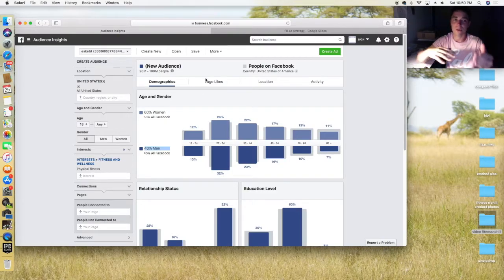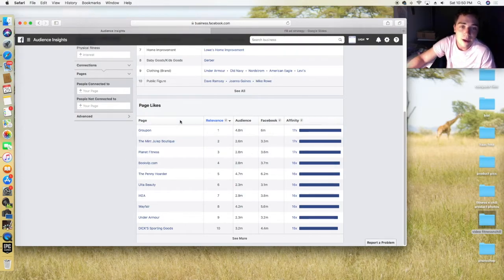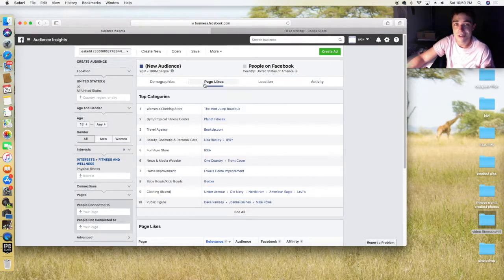Because Facebook charges you per view, per impression. Why waste money on there if you can put that money somewhere else? Now, to get more interest, as we wanted to see, we can go to page likes. So it's pretty much the demographic that's already interested in physical fitness.